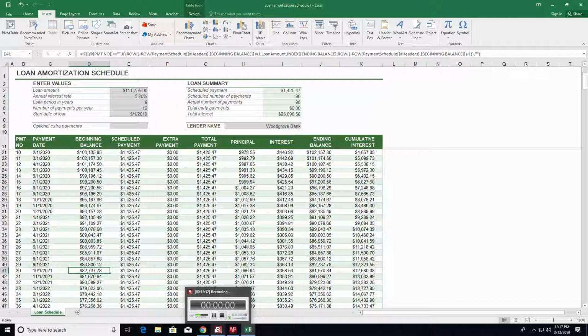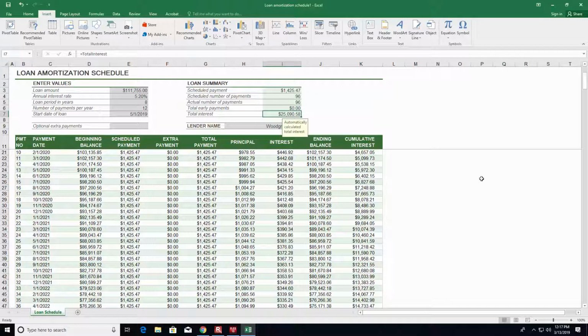How much interest am I paying over the whole life of the loan? They give you that number right up here. $25,090.58. So jot down that number. These are all what-if questions. What happens if I pay an extra $95 a month? What happens to that total interest on that note?